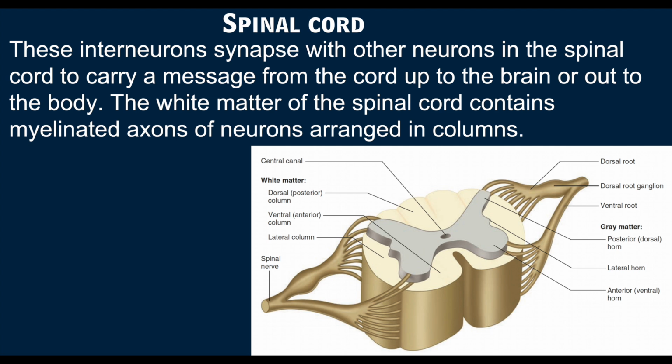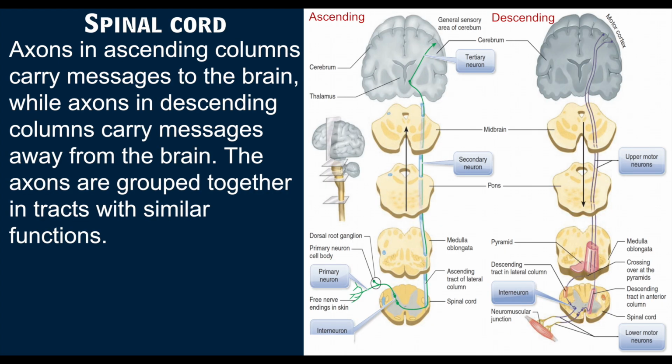The white matter of the spinal cord contains myelinated axons of neurons arranged in columns. Axons in ascending columns carry messages to the brain, while axons in descending columns carry messages away from the brain, and the axons are grouped together in tracts with a similar function.